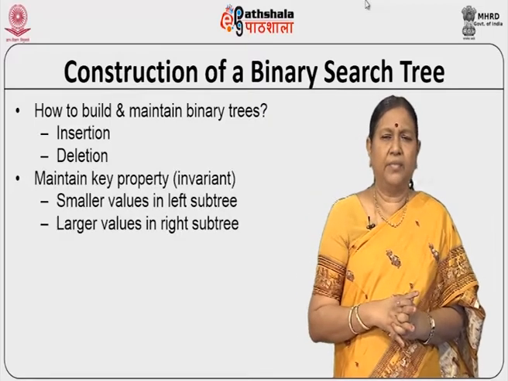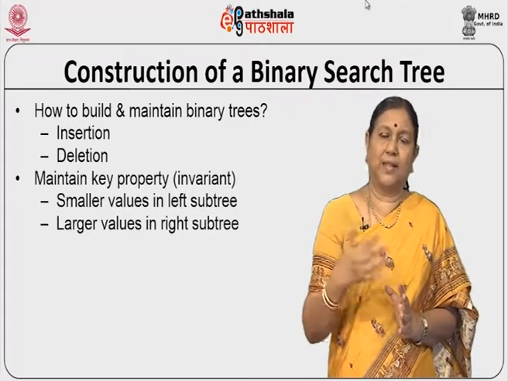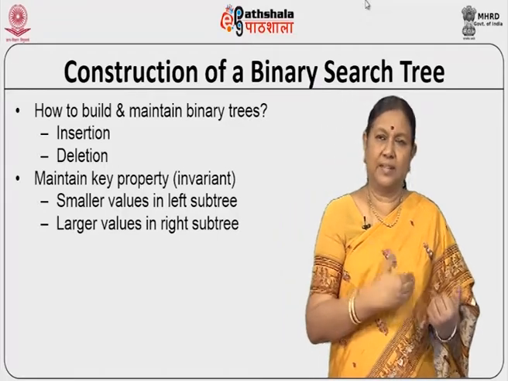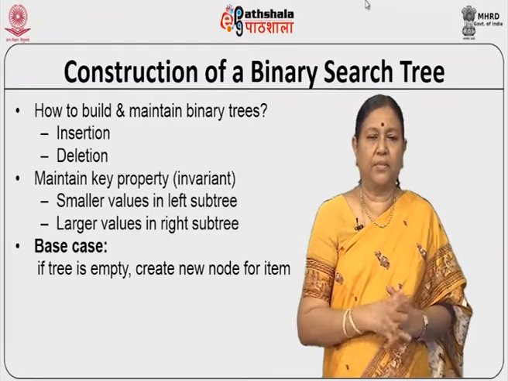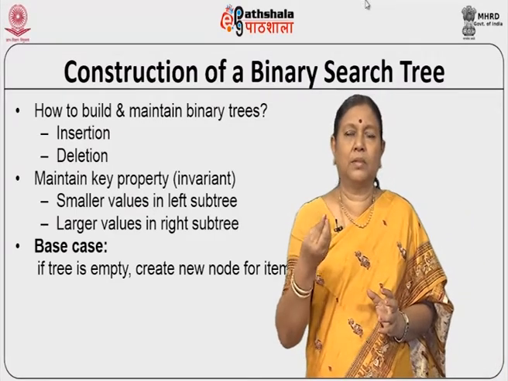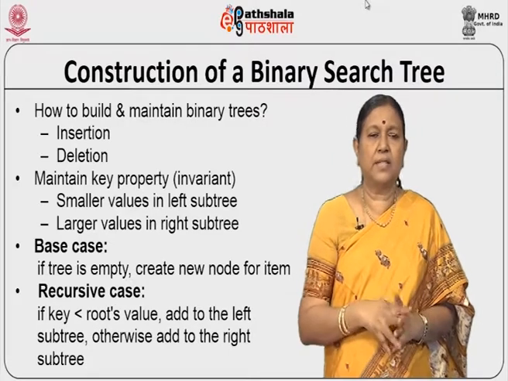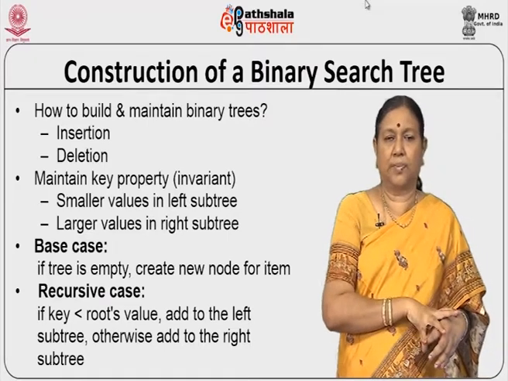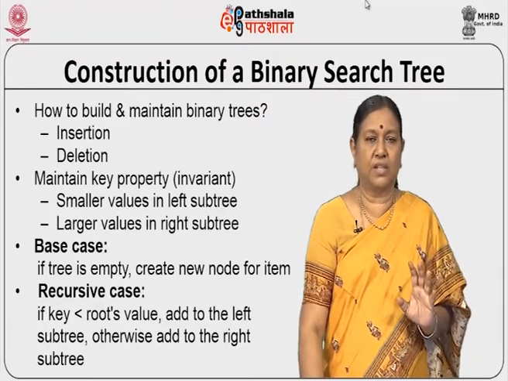And you have to maintain the key property, that is, the left subtree is always lesser than the root and the right subtree is always greater than the root. The smaller values are in the left subtree and the larger values in the right subtree. So, that property you have to maintain. Now, if the tree is empty, that is the base case, you have to create a new node and put it as the root of the tree. And the recursive cases: if the key is less than the root's value, add it to the left subtree. There again you have to go and check the property. If it is greater, then you add it to the right subtree. So, that is the recursive case of the construction.